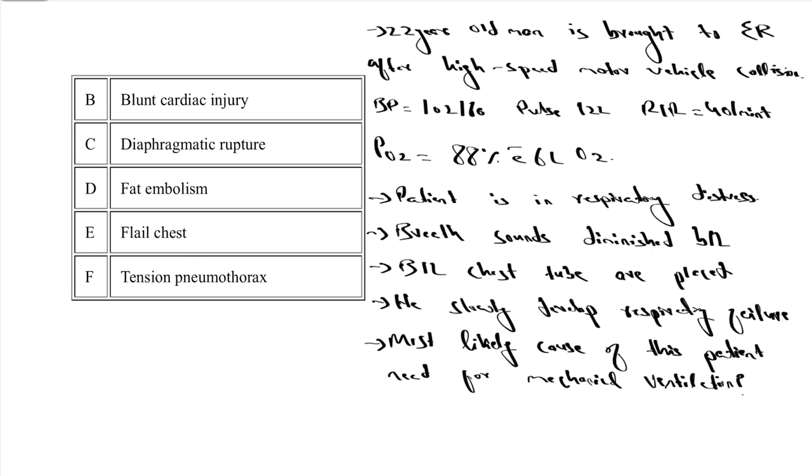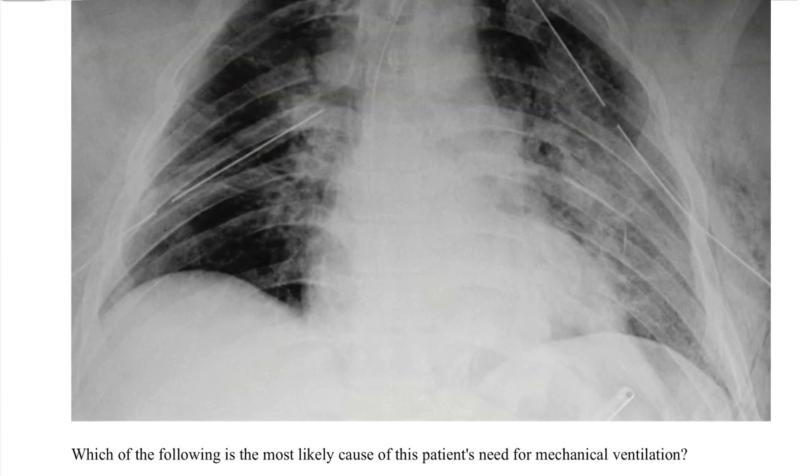So this patient is a 22-year-old man. He was brought to the emergency department after a high-speed motor vehicle collision. His BP was 102 by 60 mm Hg, pulse is 122 per minute and respiratory rate 14 per minute. Pulse oximetry is 88% with 6 liters oxygen. Patient is in respiratory distress. Breath sounds on auscultation are diminished bilaterally. Bilateral chest tubes are placed. He slowly developed respiratory failure. What is the most likely cause of this patient's need for mechanical ventilation?